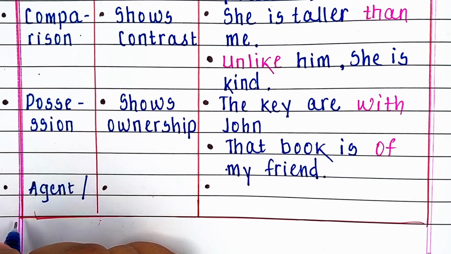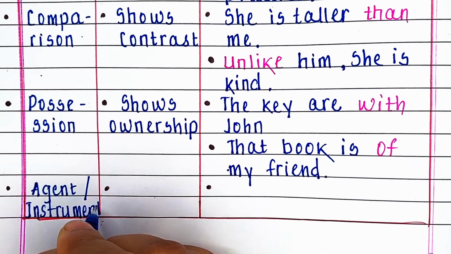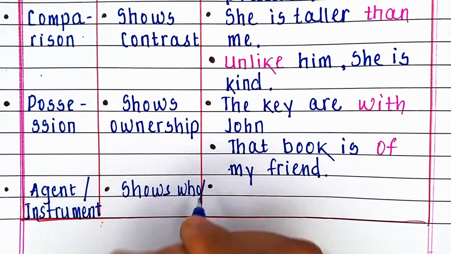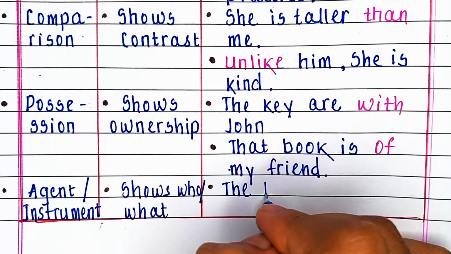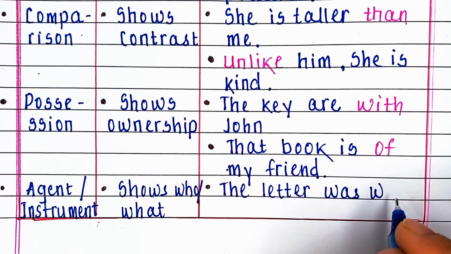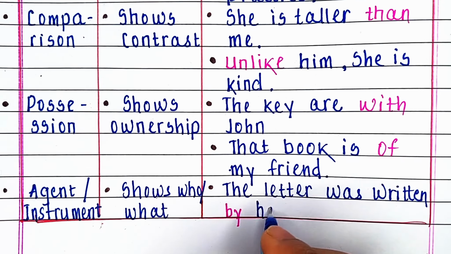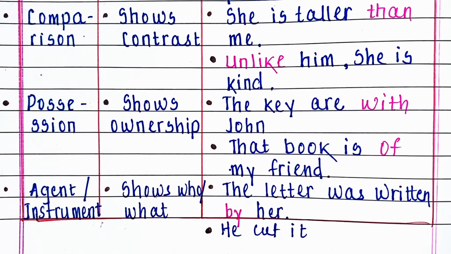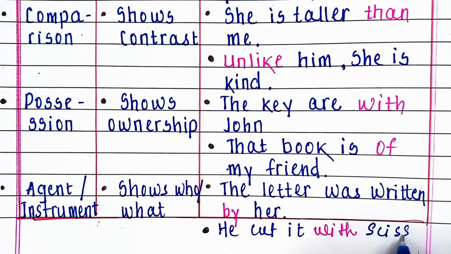Next, the final type of preposition is agent or instrument, which shows who or what. For example, the letter was written by her. Here, by is the preposition. Next sentence is, he cut it with scissors. Here, with is the preposition.